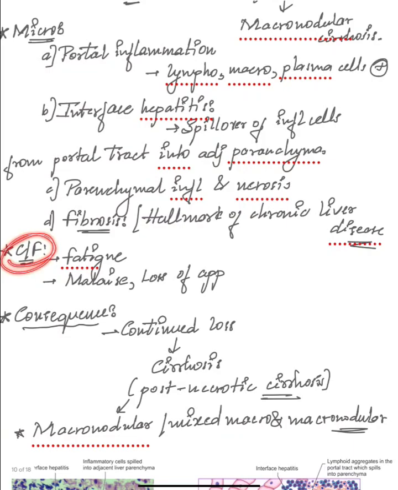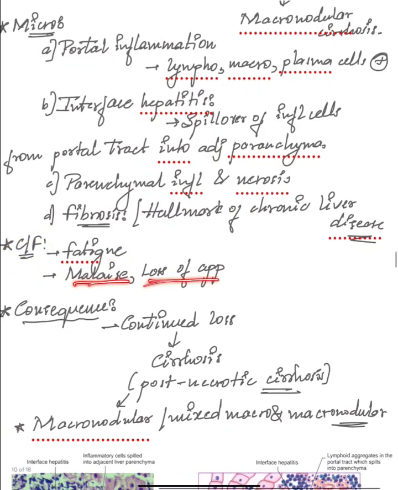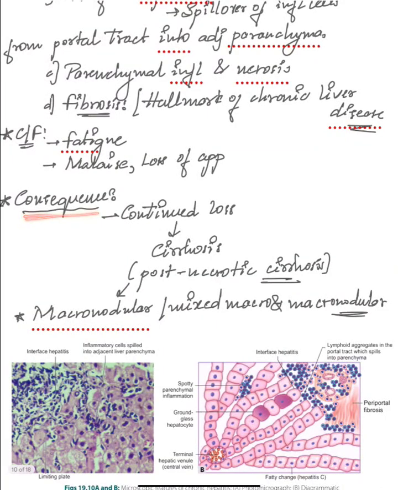Clinical features: the patient may come with fatigue, malaise, and loss of appetite. As a consequence, continued injury may lead to cirrhosis, post-necrotic cirrhosis, which is macronodular, or a mixed macro and micronodular type.